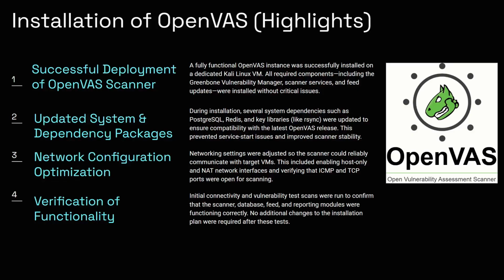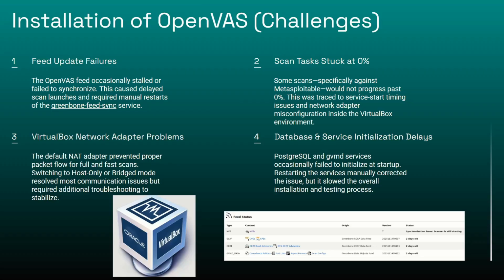As installation continued, I optimized the network configuration so the scanner could communicate with target systems. Using a combination of NAT and host-only networking allowed both internet connectivity for feed updates and direct communication with the lab machines. After configuring the network, I ran test scans to confirm that the scanner, database, feeds, and reporting tools all functioned properly. While these installation milestones were positive, several challenges did emerge throughout the process.